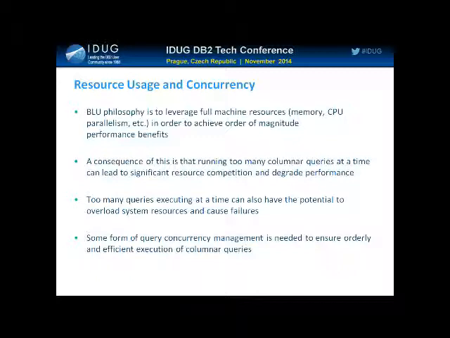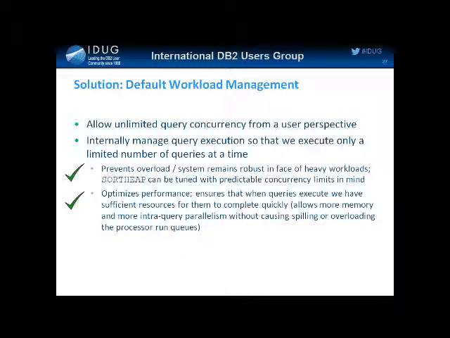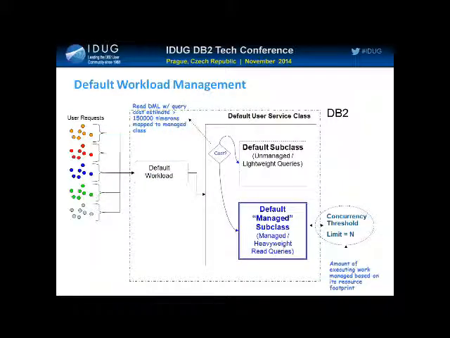So we knew coming into 10.5 GA, when we were going to ship BLU, that we couldn't just go out the door without some sort of query concurrency management built in. So as part of our workload analytics, we added a default workload management configuration with the goal of externally allowing effectively an unlimited level of query concurrency, but internally managing the number of queries we'd actually execute at a time, to ensure that we would not overload the system and that you wouldn't need to worry about this when you were running concurrent workloads.